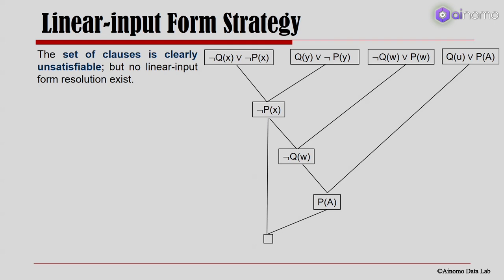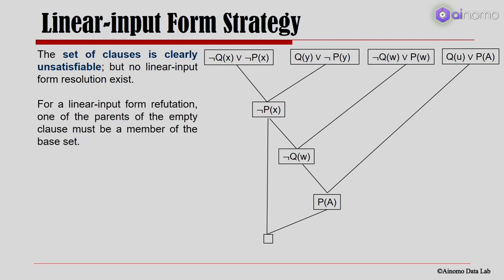The refutation tree on your right shows that I could arrive at the empty clause, and therefore, the set of clauses is clearly unsatisfiable. But then one needs to realize that I cannot have a linear input form resolution for this example. Now, for a linear input form refutation of this example, one of the parents of this empty clause that I have here needs to be a member of the base set.